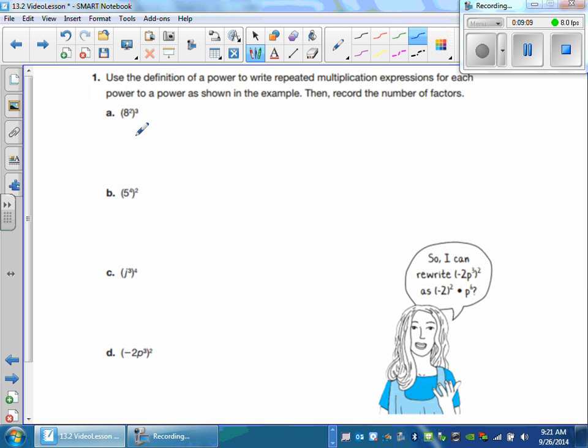It says use the definition of a power to write repeated multiplication expressions for each power to a power shown in the example. So if we have 8 squared to the power of 3, we can take 8 squared times 8 squared times 8 squared.